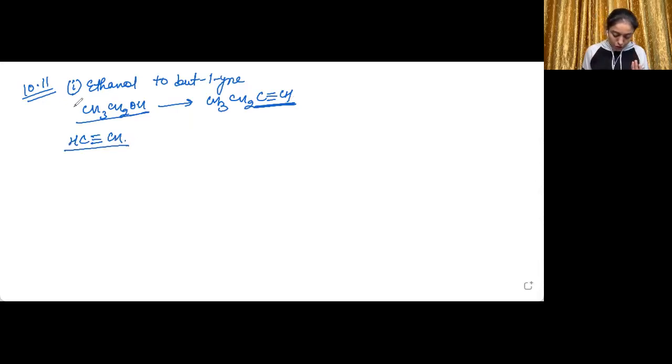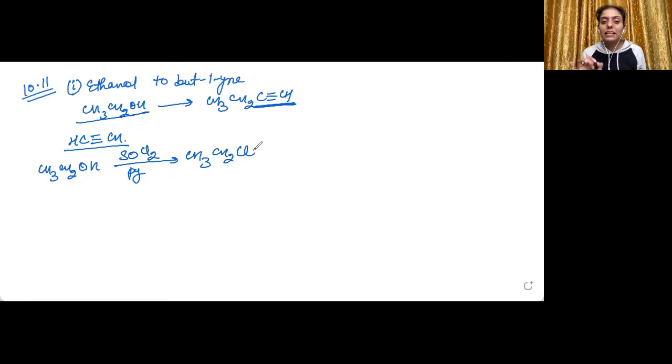Then first of all, we will be converting ethanol into alkyl halide. So we can convert it into ethyl chloride using SOCl2 in the presence of pyridine as base. Now we know that alkyl halides undergo nucleophilic substitution reactions. So this means we now need a nucleophile. And from where will we create that nucleophile?